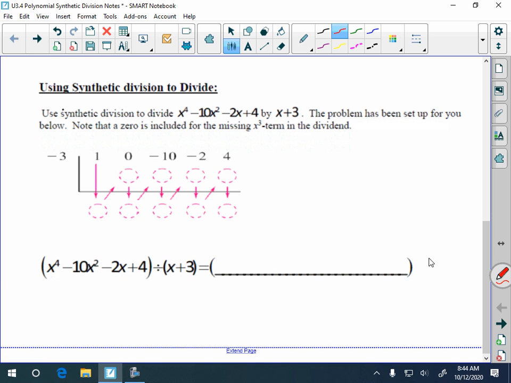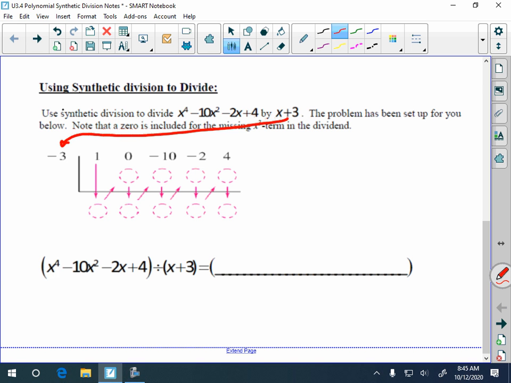So here we have the polynomial x to the fourth minus 2x squared minus 2x plus 4, and we're dividing it by x plus 3. All right, so you can see how it's set up. We take that x plus 3 binomial, and we change the sign. Always got to remember to change the sign. So it's a negative 3 on the outside.